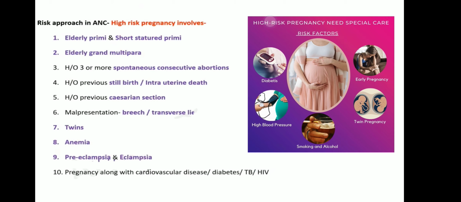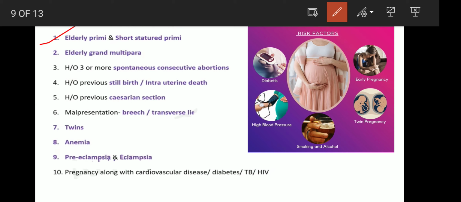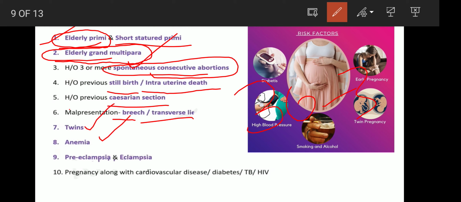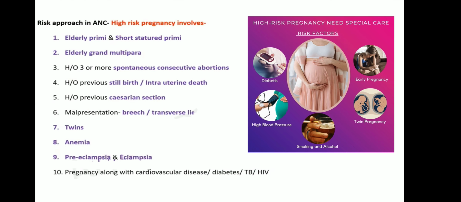High risk pregnancy, what are those? Elderly primi, 30 to 35 and above. Elderly primi, short statured primi, elderly grand multipara, consecutive abortions, spontaneous consecutive abortions, 3 or more, previous stillbirth or intrauterine death, previous C-section, malpresentations, breech and transverse lie, twins, anemia, preeclampsia, eclampsia, HIV, TB, cardiovascular diseases, diabetes, etc., if the mother is suffering with all these cases. So this was about the risk approach in ANC.